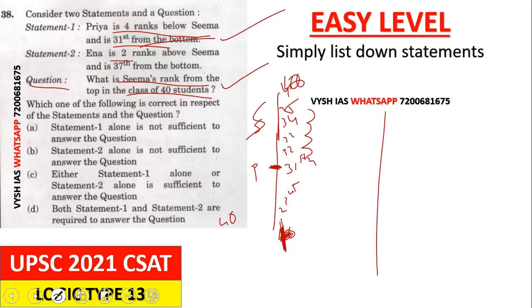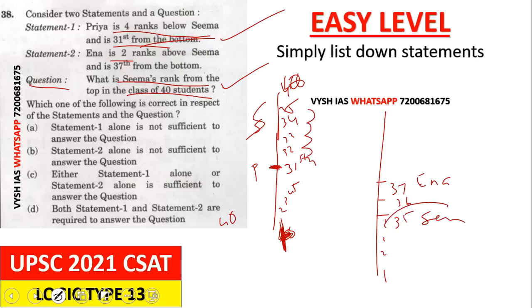Okay, same thing, we'll draw again. Enna is 2 ranks from Seema and 37th from the bottom. So here 1, 2, 3, 4, like that it will go, 37 will reach. So Enna is here, 37th from the bottom, and is 2 ranks above Seema. So 36, 35.